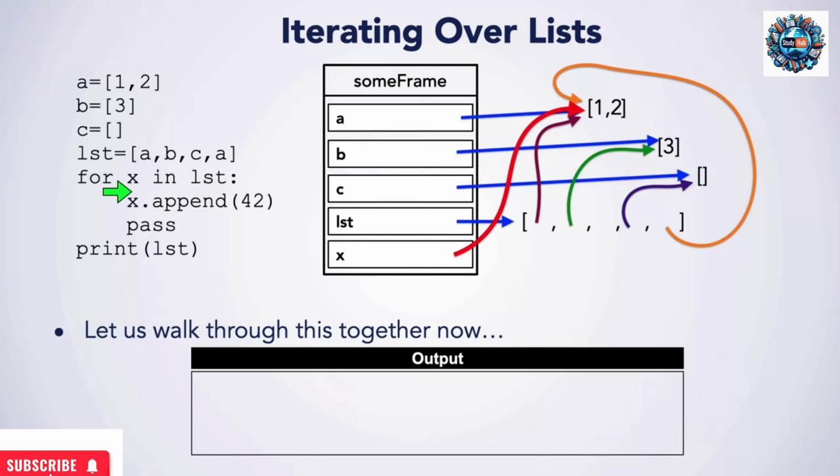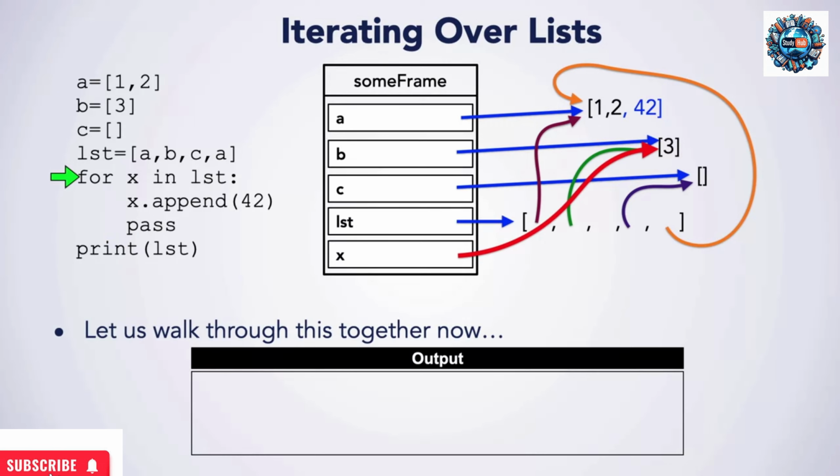First, we make x be the first element of list. That first element is an arrow pointing at the list 1, 2 in the heap. Now we append 42 to x, adding it to the end of the list. We now reach the pass statement that does nothing. We just like to put it at the end of loops as a convention to indicate the end of the loop. Now we return to the top of the loop and update x to the next element of list.